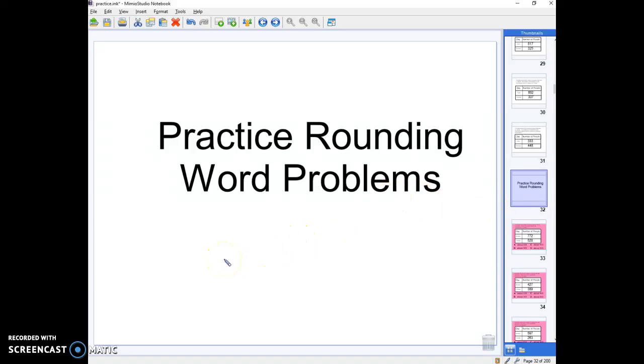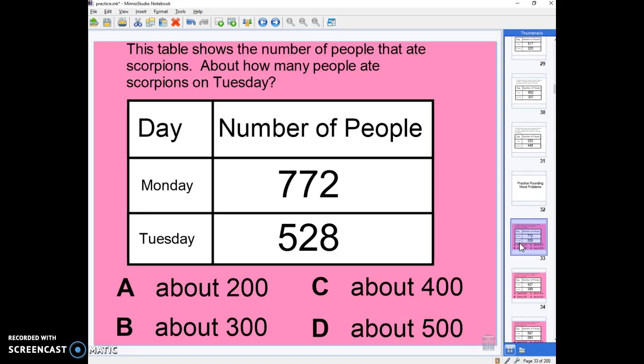For this level, we're going to be practicing rounding word problems. So let's take a look. Okay, this looks different. We've got a table here, so let's see what it's asking us. This table shows the number of people that ate scorpions. About how many people ate scorpions on Tuesday?